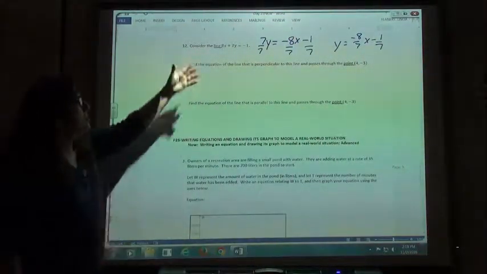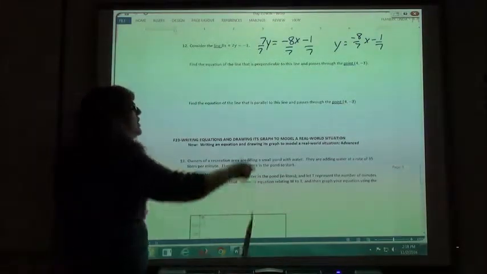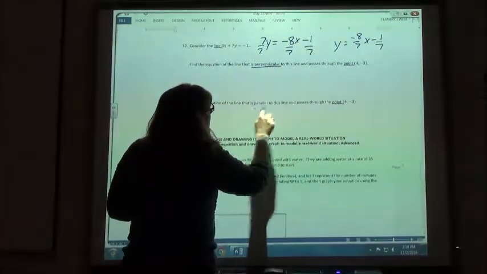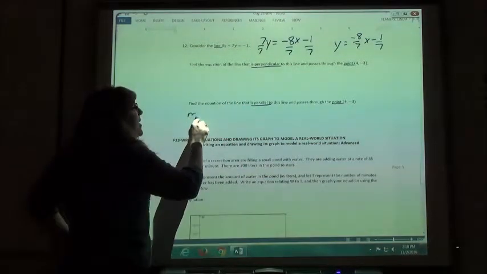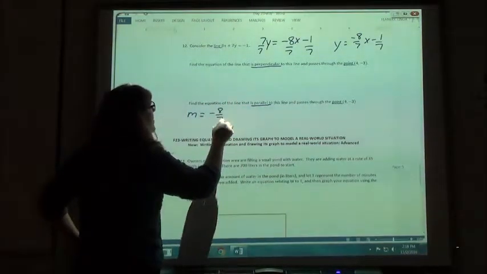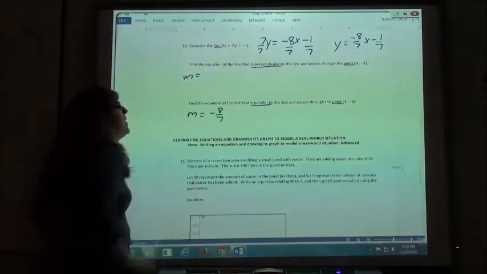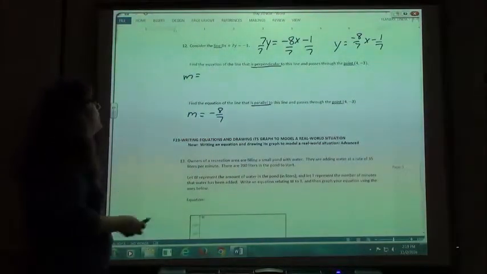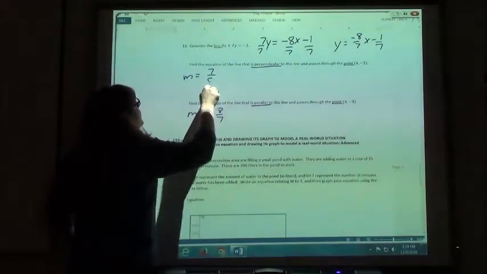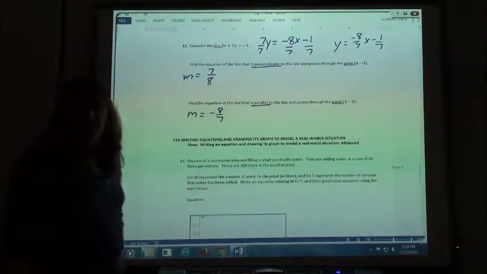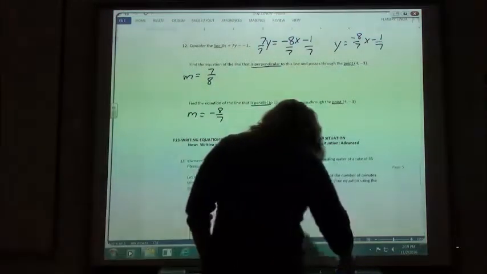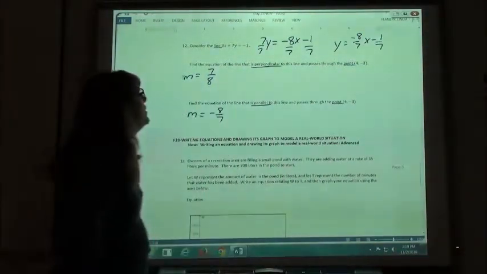Again, they're going to make sure you're reading and paying attention. Here they ask for the perpendicular and then the parallel. So for my parallel line, my slope is that -8/7. For my perpendicular one, I'm going to have opposite the reciprocal, so positive 7/8. So make sure you're paying attention and reading to see which one they're going to ask for, because they like to mix those around on you to see if you're paying attention.